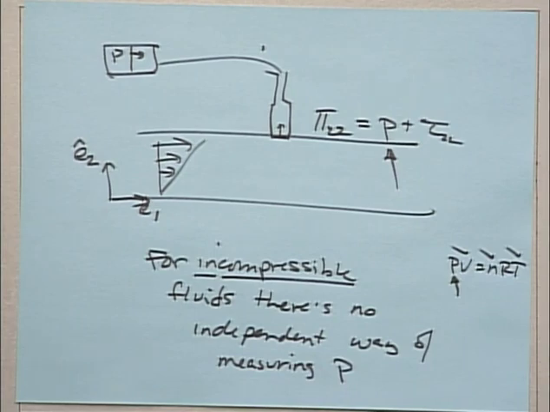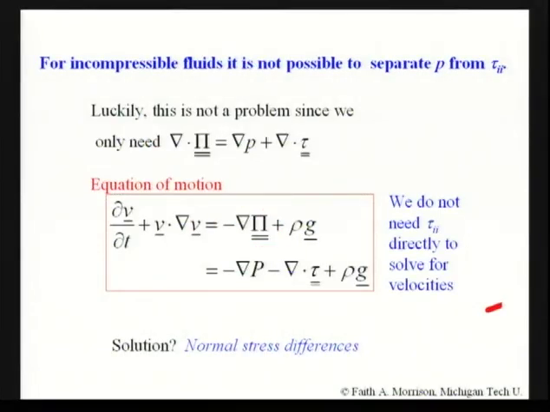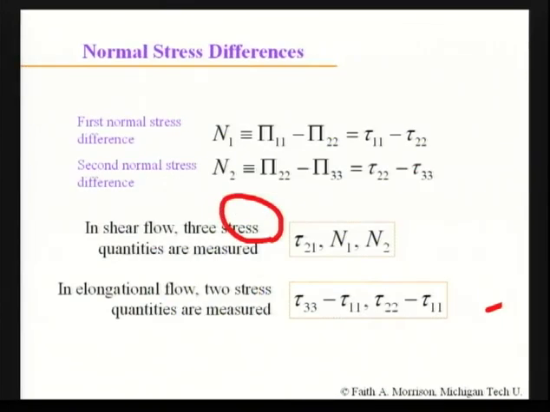The good news is we don't really need to measure the pressure. For flows, all we care about are gradients in pressure. And so when we take the differences that result in getting this kind of gradient, the pressure drops out of the measurement. So for instance, if we want to measure the first normal stress difference in shear flow, we can measure pi 11, pi 22, subtract them, and the pressure drops out, and we get tau 11 minus tau 22. If we find a way to measure the pi 22 and pi 33, we can subtract them, and the pressure drops out, and you get this second normal stress difference.